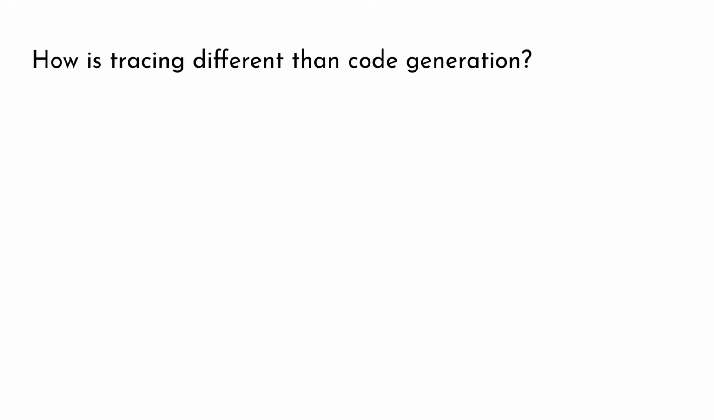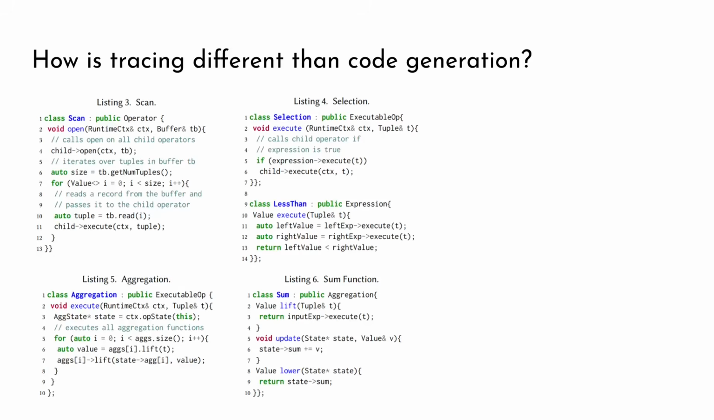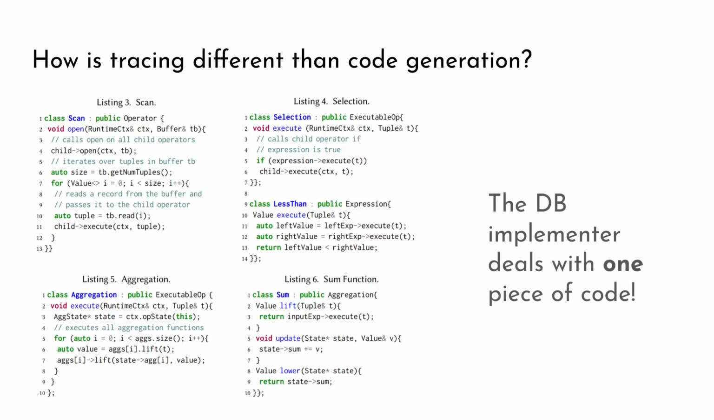Now, how is tracing different than code generation? Well, this is realistic code that they have from the paper. The way it's different is that you have a single unified interface. So the DB implementer deals with one piece of code. They can debug it very easily when they do interpretation, but folks can also deal with it very easily when they're doing code generation.